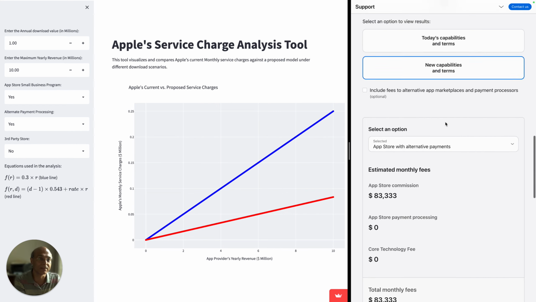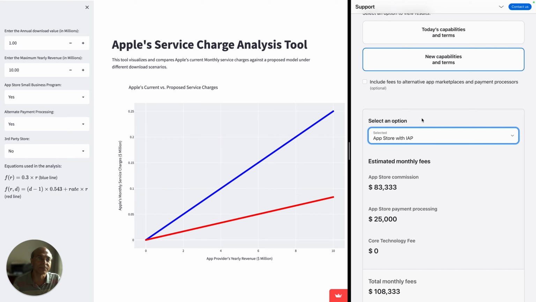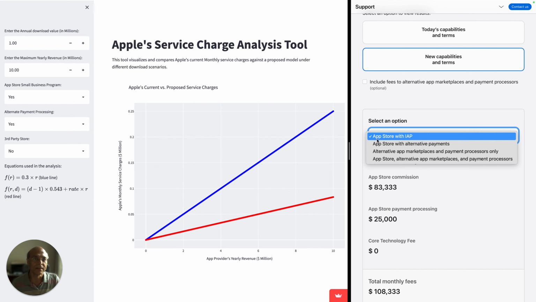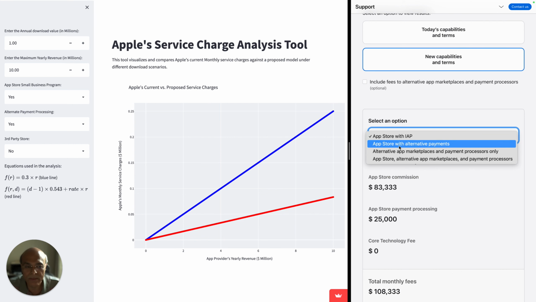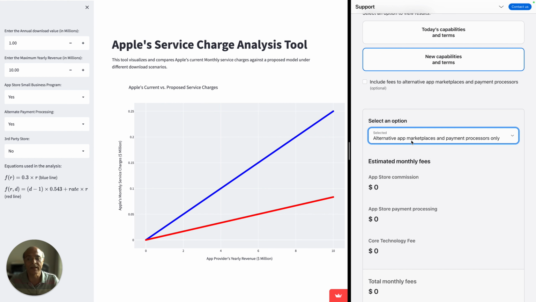Before I run this tool with you, I would like to show you the various options that Apple has given to the European app developer to choose from. There is a drop down menu. You see App Store with in-app payment option, which is the normal thing everybody uses nowadays, and then the App Store with an alternate payment. What alternate payment means is that instead of using Apple's own payment system, you can use a third-party payment system, right? Then we have a third option, which is an app store that is not Apple's, a third-party app store with payment processing only.